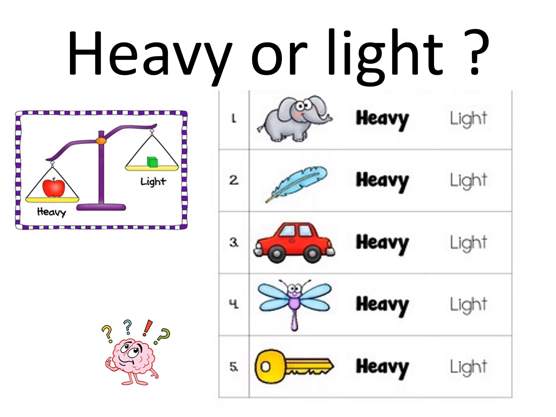A car. That's a real car, not a toy car. A real car would be described as heavy. Number 4, the dragonfly. Yes, I agree. We would describe a dragonfly as light. What about the front door key? We can keep these in our pockets, so definitely light.